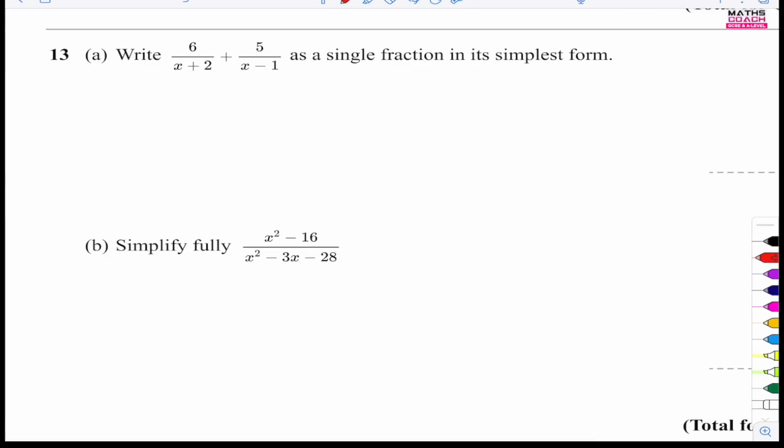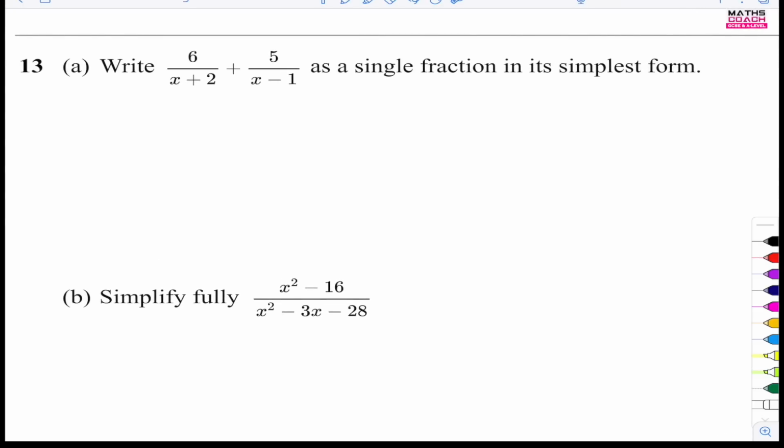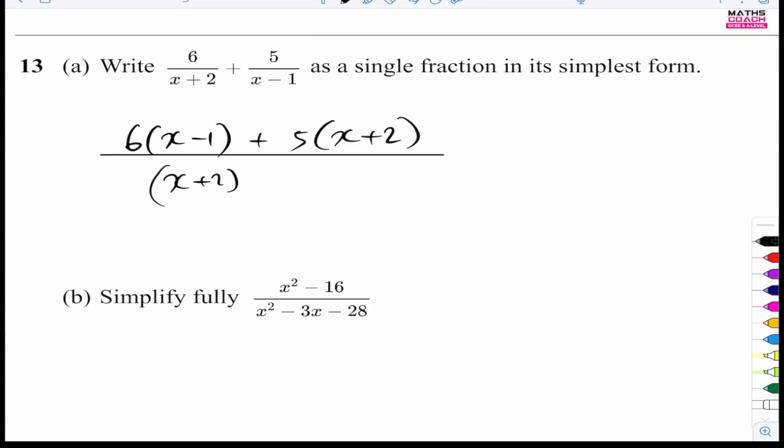All right, so question number 13, write 6 over x plus 2 plus 5 over x minus 1 as a single fraction. Right, where do we begin? We need to have the same denominators. Easiest way to do this is to cross multiply. So the x plus 2 multiplies with the 5 here, and the x minus 1 will multiply there. And the bottom 2 can multiply with each other. So that gives us 6 bracket x minus 1 plus 5 bracket x plus 2 all over x plus 2 and x minus 1. I do have a video for this on the channel. Go and check out Algebraic Fractions.